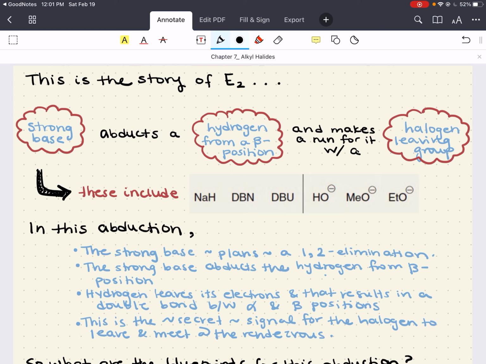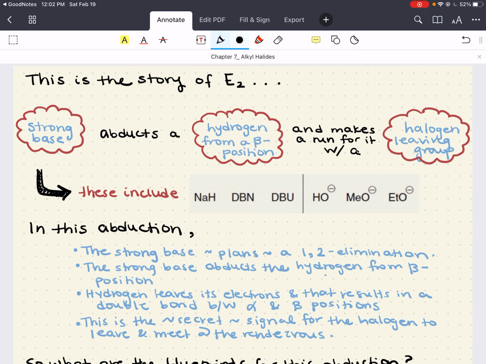Today we're going to go ahead and continue chapter 7. Today we're going to talk about E2 reactions. Elimination reactions, specifically E2, involve the use of a base. Specifically, the use of a strong base is required. Now, a strong base is an unstable base, which is what you want because you want it to be reactive.